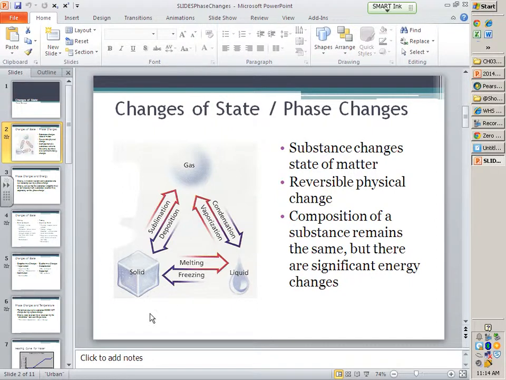And then we also talked about the idea that some of those phase changes are endothermic and some of those phase changes are exothermic. Sometimes we have to add heat to make it happen. Sometimes we have to release heat to make it happen.